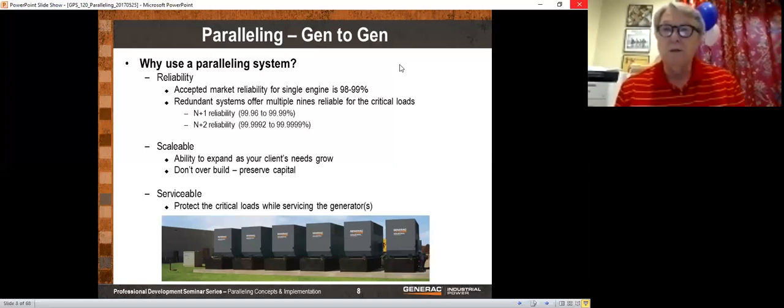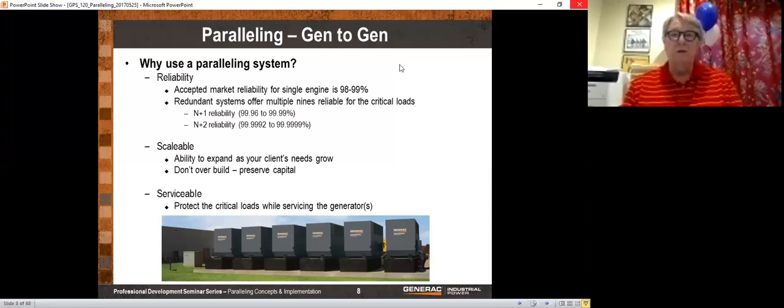A lot of hospitals still have one standby generator, but most hospitals of any size that are built today or refurbished all have parallel generators. It's critical for the reliability because you just can't afford to be out of power in a hospital.